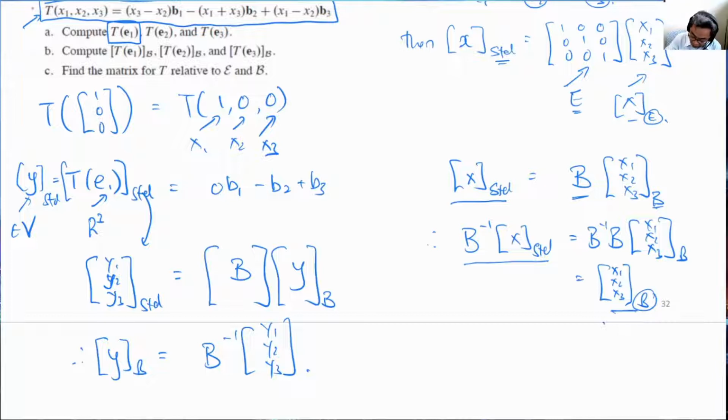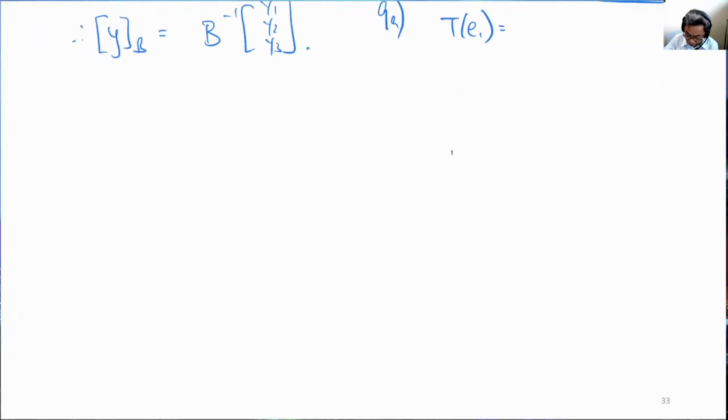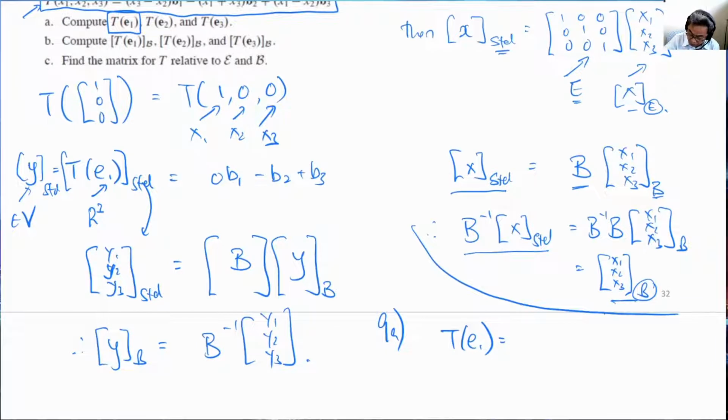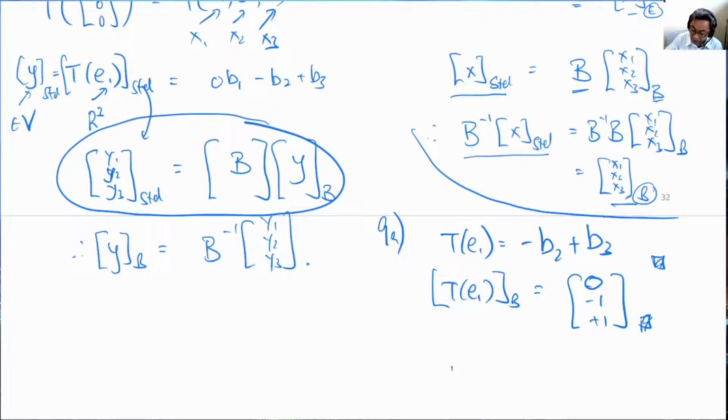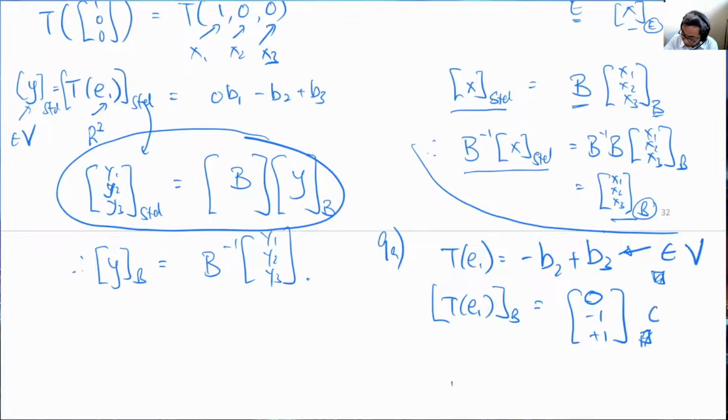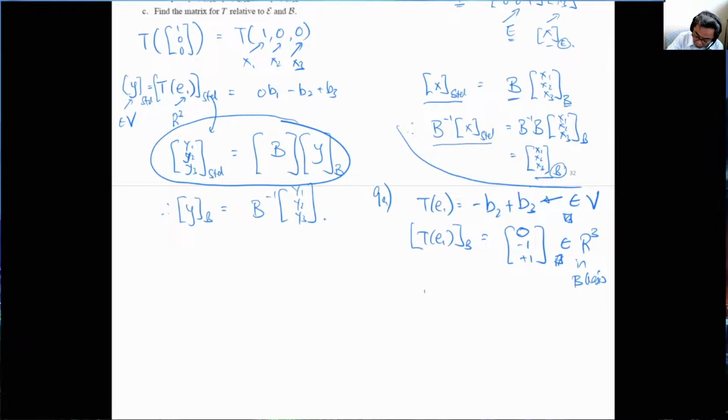So the first question, 9a, we will get T of E1 is simply equal to minus b2 plus b3, and T(E1) in the B basis is simply equal to (0, minus 1, 1), from this equation over here. This is an element of V. This is an element of R3 in the B basis. You can then continue to do this for 9a.